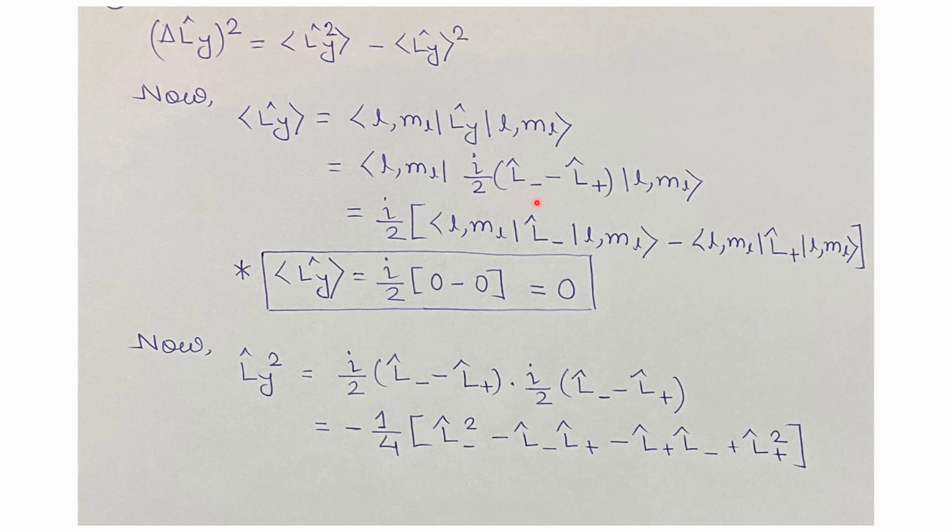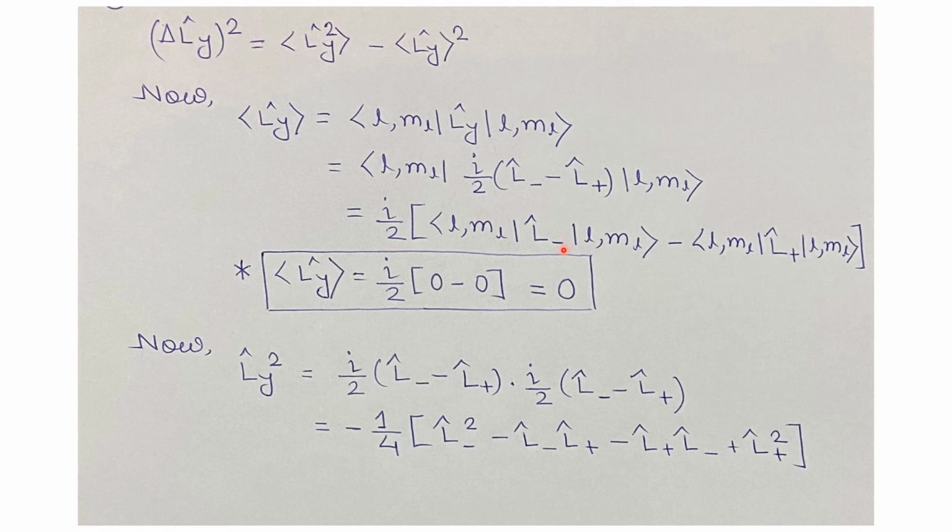So we are getting i by 2 times this element, that is, L minus cap sandwiched between this |L, ml⟩ state, and that is the expectation value of the L minus operator. Similarly, minus the expectation value of the L plus cap operator.